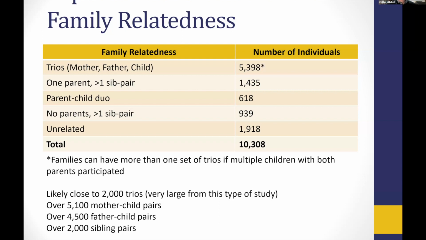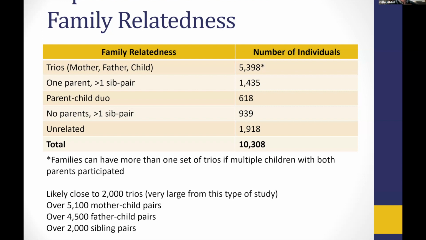One parent and one SIB pair, so that's 1,400. A parent-child duo that isn't part of the trios, and even some unrelated. So the point is there's actually a lot of really powerful data here.